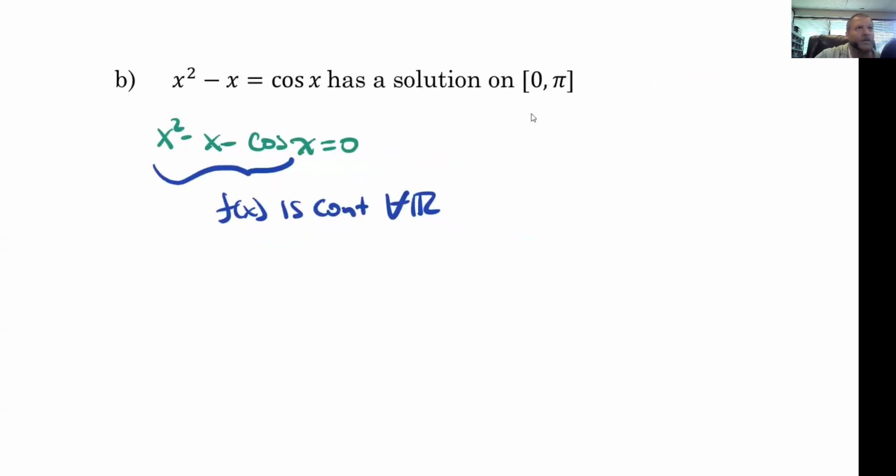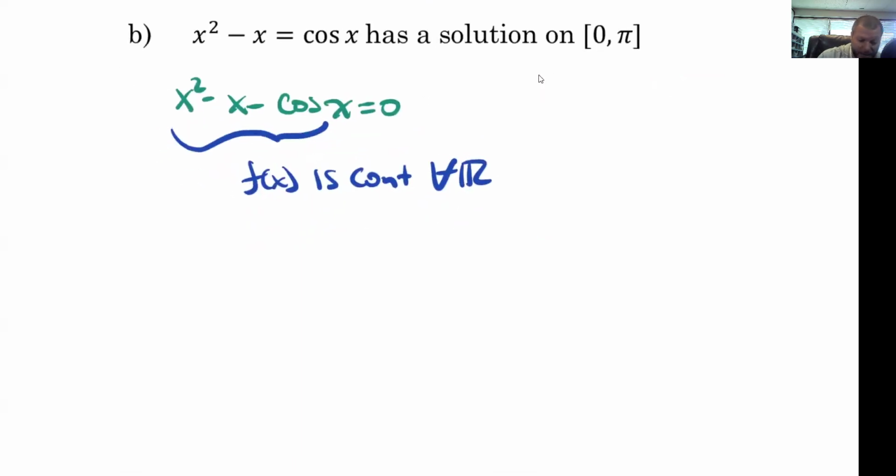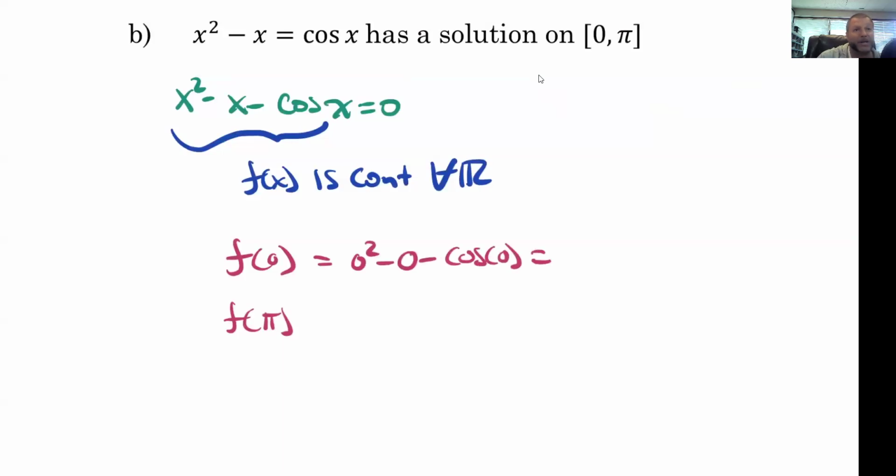Right, so then since we're on 0, pi, since we're using Bolzano's theorem, we want to show that one endpoint is going to give us a negative value and one endpoint is going to give us a positive value. So let's just find f of 0, f of pi. So f of 0 is 0 squared minus 0 minus the cosine of 0. That's going to be 0 minus 0 minus 1. Cosine of 0 is 1, so negative 1.